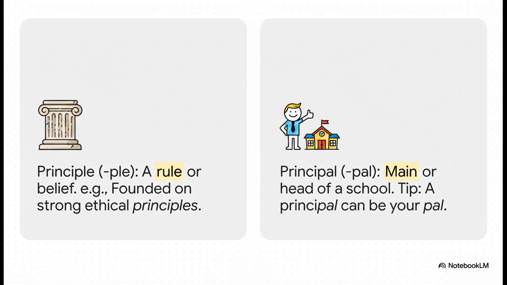Oh man, this next one gets even native speakers. Principle versus principal. So a principle, ending in PLE, is a rule or a core belief, like having strong moral principles. But principal, ending in PAL, means main or most important. And of course, it's also the head of a school. And here's the easy trick to remember it. The principal of the school can be your pal. Corny, I know, but it works.